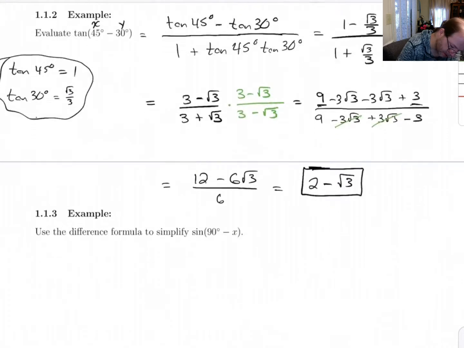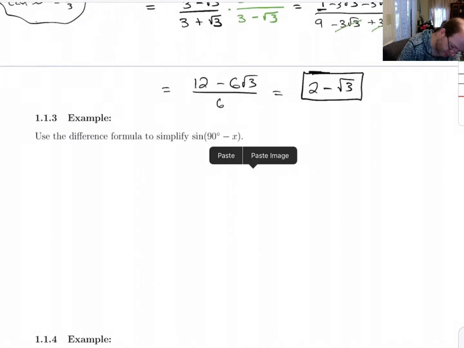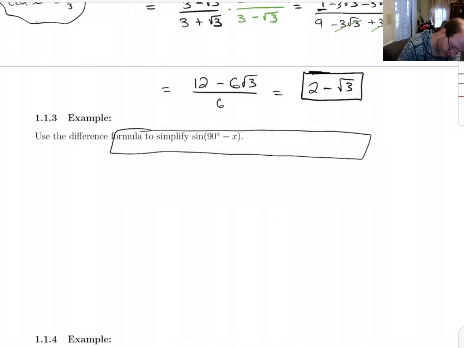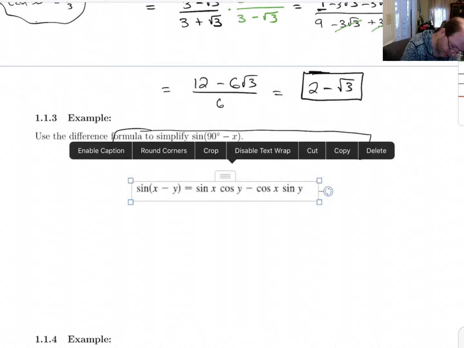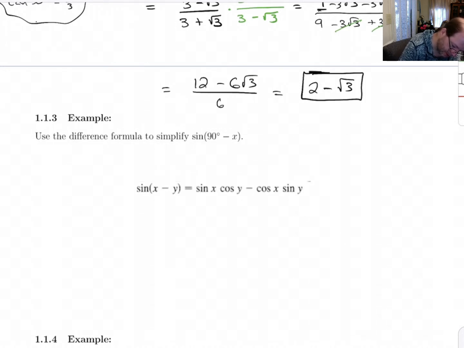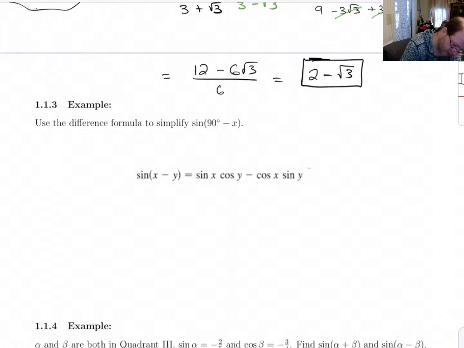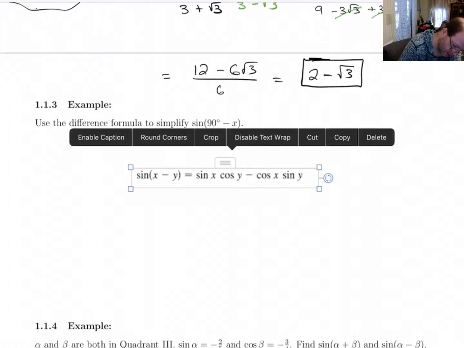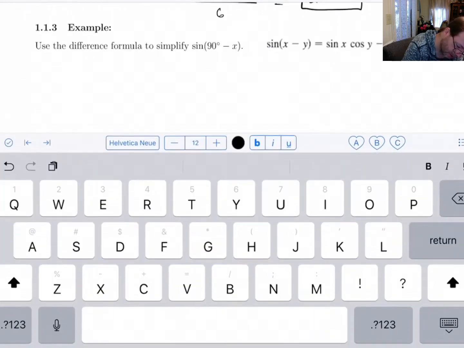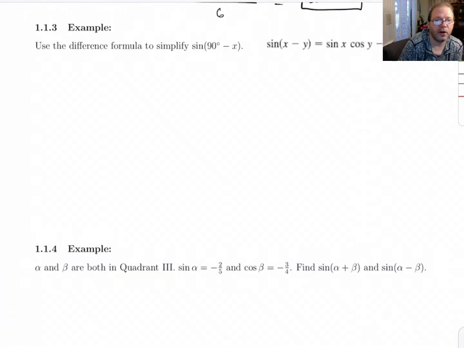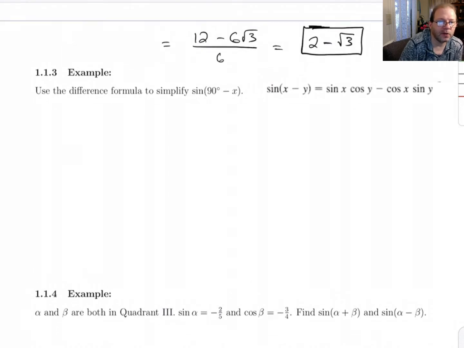Copy, then down here, paste. Try it again, paste image. There we go. So you don't need that. Move this over here out of the way. All right, so there's the formula we need.